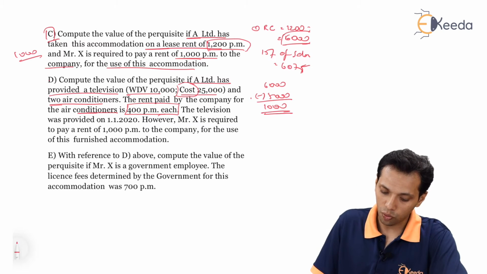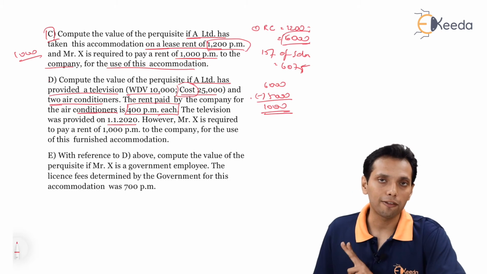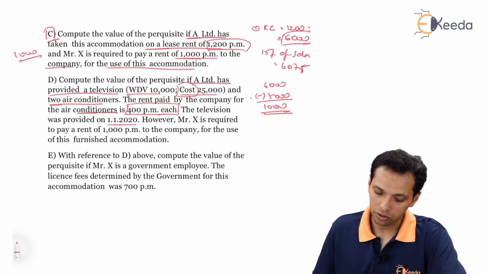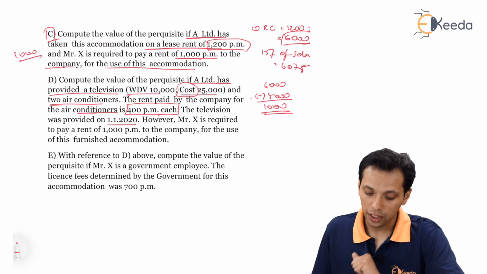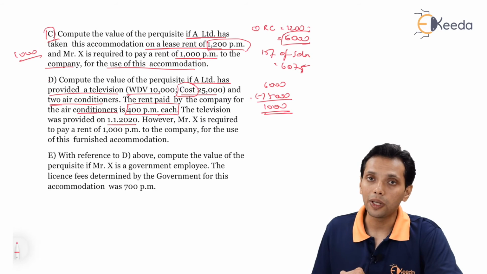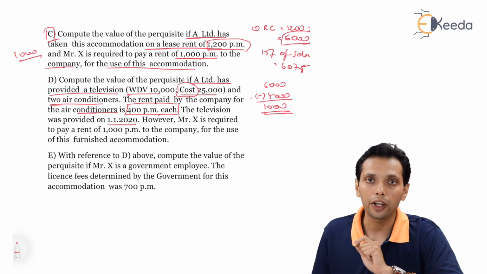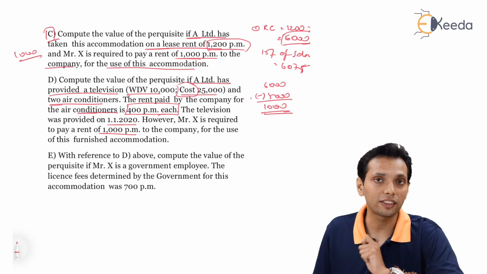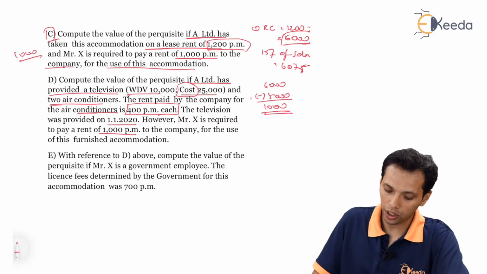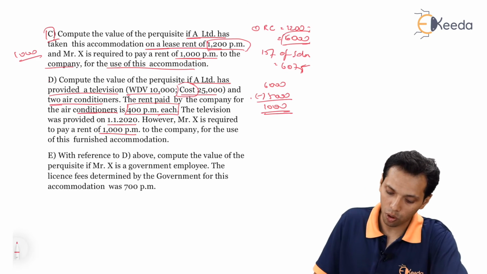The television was provided on 1st of Jan 2020. So Jan, Feb and March, for 3 months the television value will be considered, and for AC 400 per month would be for 5 months and for 2 ACs, so 400 into 5 into 2. However, Mr. X is required to pay a rent of 1,000 per month, so there is a recovery of rent from the employee. So we will have to determine the concession in rent which is provided to the employee.